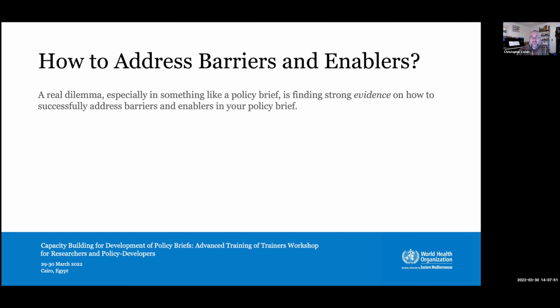A real dilemma, especially in something like a policy brief, is finding strong evidence on how to successfully address barriers and enablers. So we're getting a little bit in the weeds here, but you have a policy brief, you want to put policy options on the table. You also want to think through the problem of, if I do this policy option, what challenges am I going to confront and how should I address those challenges, right? That's all part of the work that you're doing in the policy brief. But how do you know what is going to be effective at addressing those challenges? Where do you find those strategies?